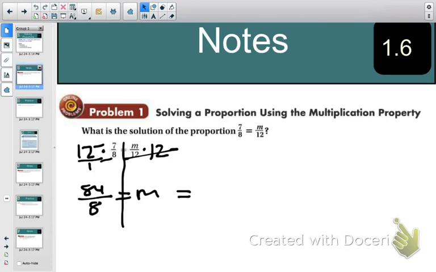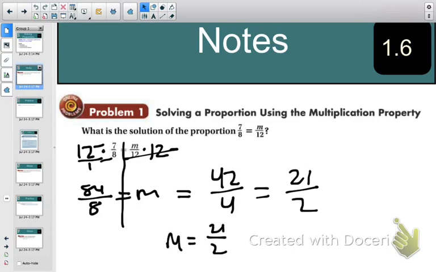Well, 84 over 8, those are both even numbers. So we could at least cut it in half. So that gives us 42 over 4. And what do you know? They're even again. So we can cut those in half again. So that's 21 over 2. And those are simplified because 2 does not go into 21. So m equals 21 over 2. That should be our solution for m here. So we can get rid of the denominator always by multiplying it across. Okay, because we're doing the opposite of dividing, which is multiplying.